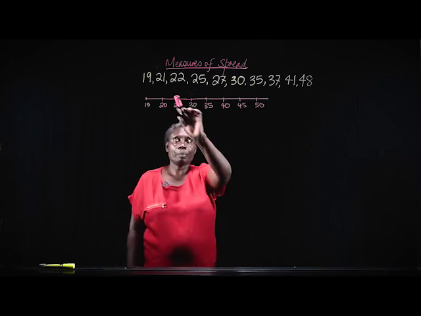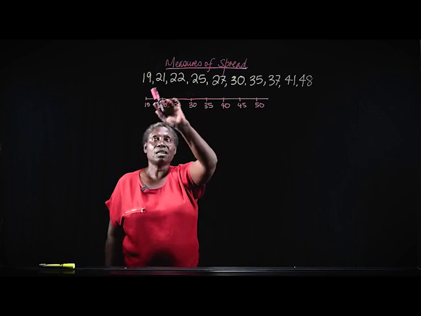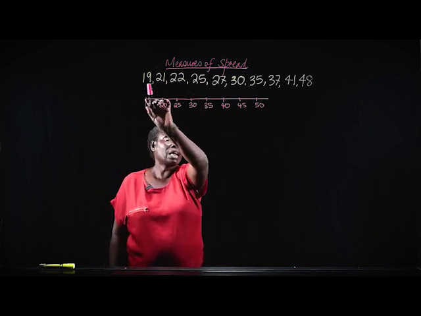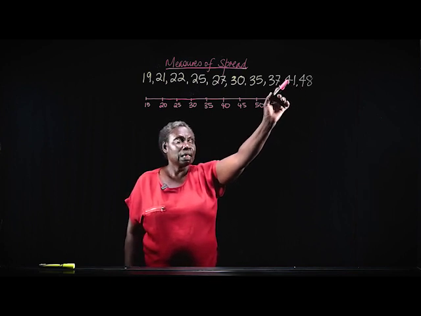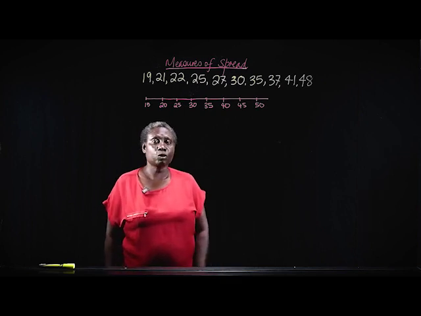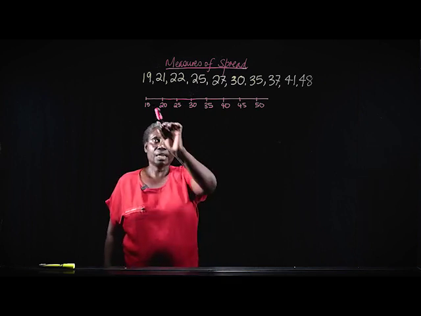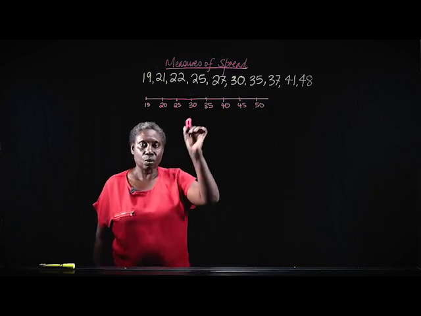Up here we can see the scores which we are going to use in this lesson. We have scores ranging from 19 to 48. These are the scores of a test which was done by grade 10s out of 50. And here we have the number line where we are going to plot the scores.